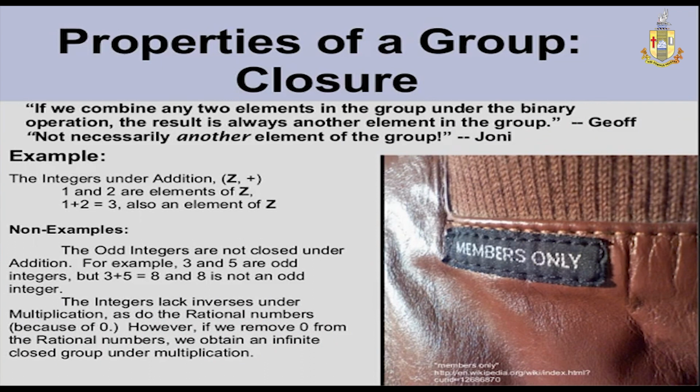Closure property. If we combine any two elements in the group under the binary operation, the result is always another element in the group. For example, the integers under addition: 1 and 2 are elements of Z. The addition of 1 and 2 is 3. 3 is also an element of Z. Counter example, the odd integers are not closed under addition. For example, 3 and 5 are odd integers, but the addition of 3 and 5 is 8. 8 is not an odd integer.